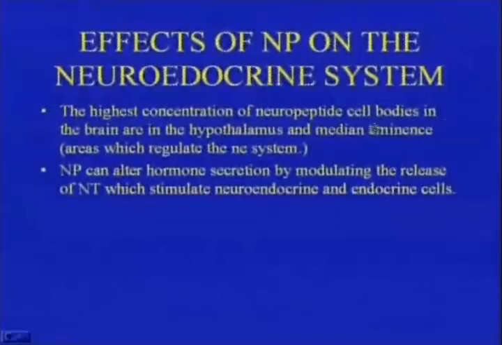So the highest concentration of the neuropeptide cell bodies in the brain are in the hypothalamus and the median eminence, the areas which regulate the neuroendocrine system. Neuropeptides can alter hormone secretion by modulating the release of neurotransmitters, which stimulate neuroendocrine and endocrine cells. So we're beginning to formulate a picture of neuronal input to neuroendocrine cells consistent with the neuroendocrine transducer system concept that was introduced in the prior chapter, Chapter 11.